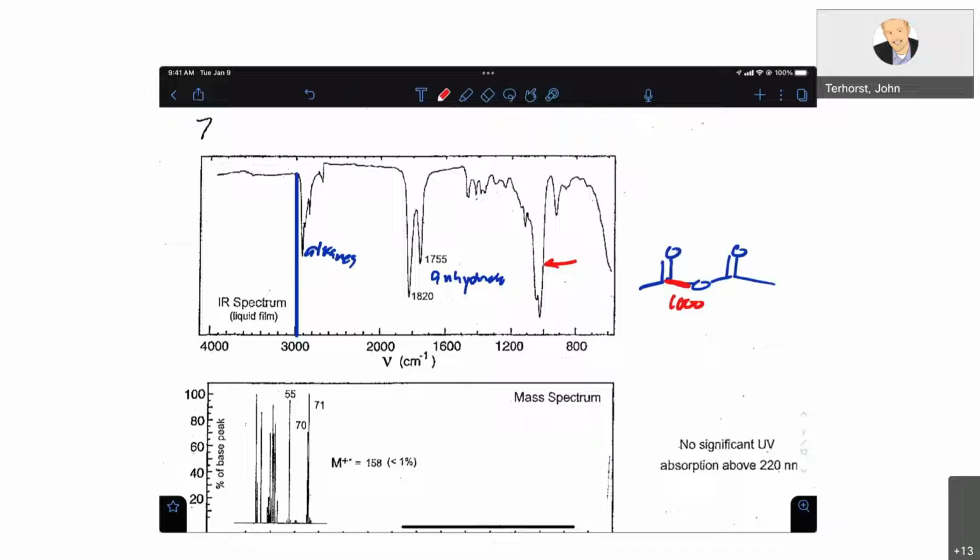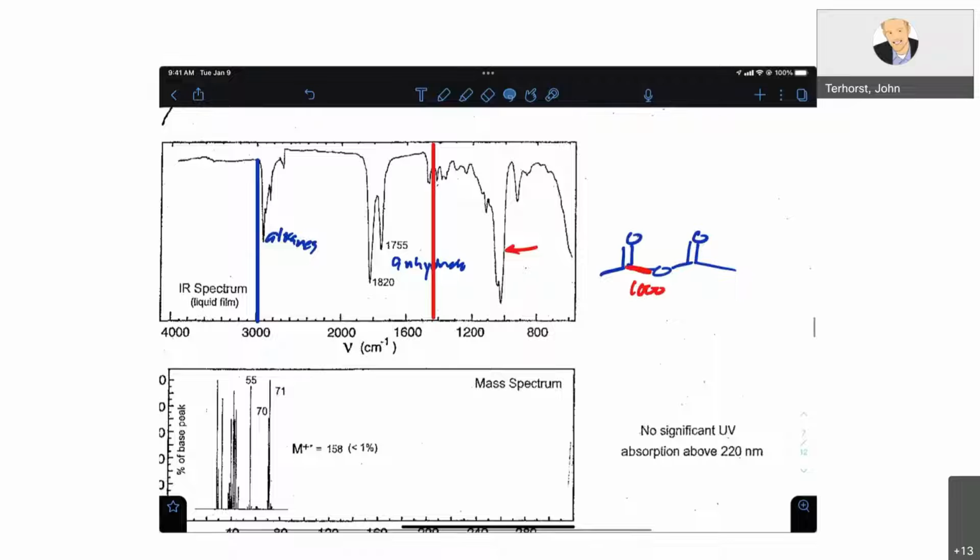Now often you're taught to ignore things below 1500. And that's okay, because that's the fingerprint region and that can be unreliable. But a CO single bond is so conspicuous in that region that it's something you can note if you're paying close attention. So we've got an anhydride. That's what that infrared tells us.